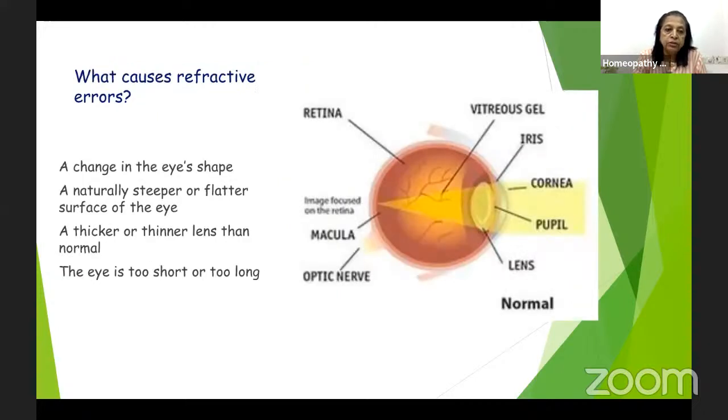Now, what are the causes of this refractive error? One of the most common causes is the axial length of the eyeball. If the axial length of the eyeball is very big, that is known as myopia. If it is smaller than normal, that is hypermetropia. And about astigmatism, horizontally it may be bigger and vertically it may be normal, or vertical may be more and horizontal will be normal. So there, the glasses which are given are cylinders.